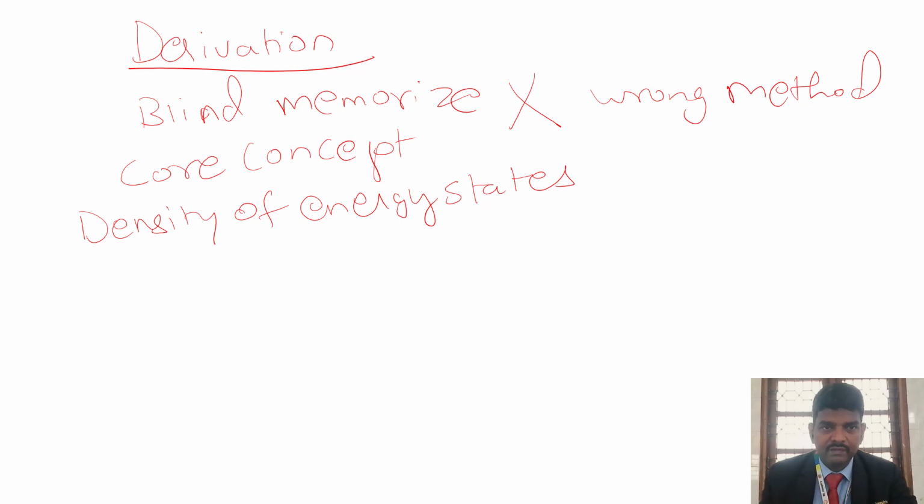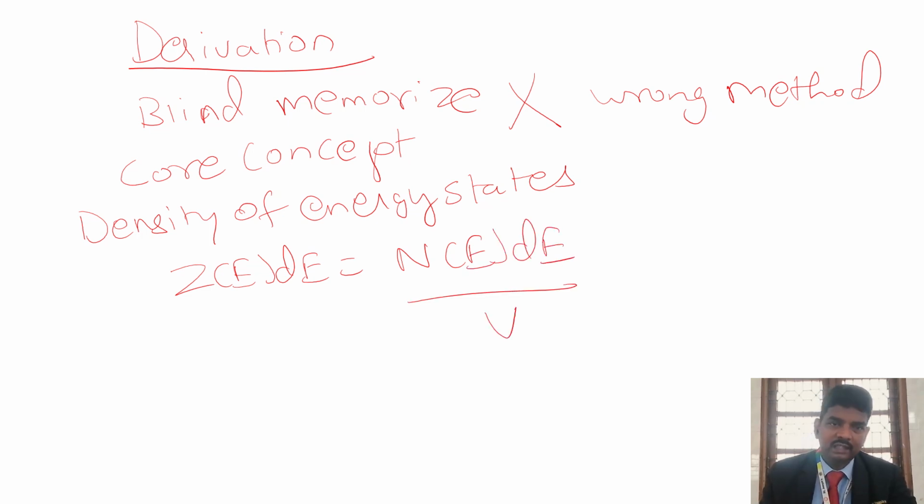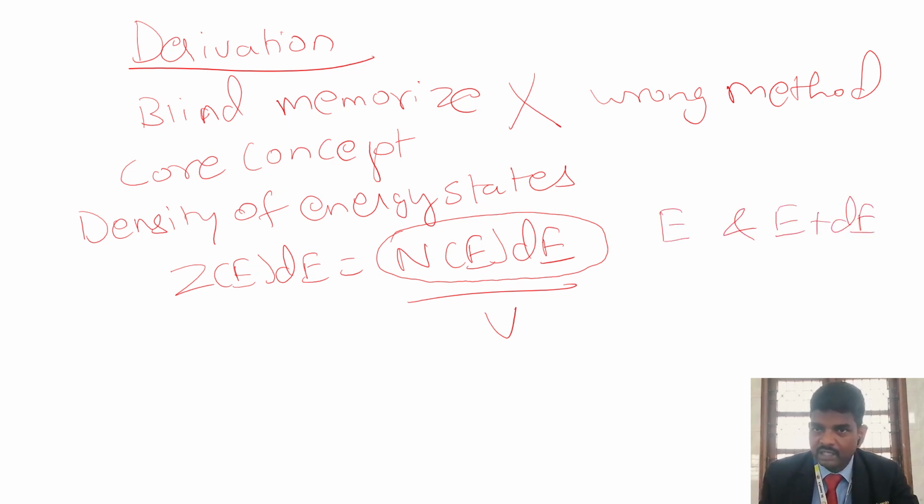Density of energy states, the definition you need to write. It is nothing but the number of energy levels per unit volume. That is density of energy states. So what is the core concept? We need to determine the number of energy levels within an energy interval E and E plus dE, and that has to be divided by the volume. This is the core concept.